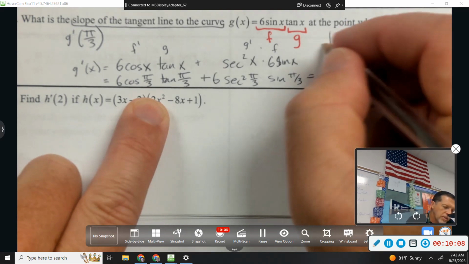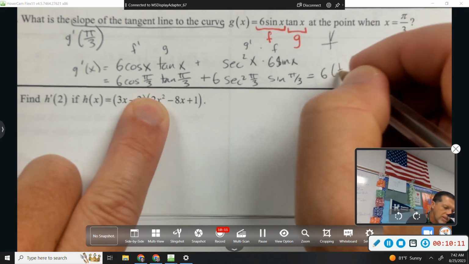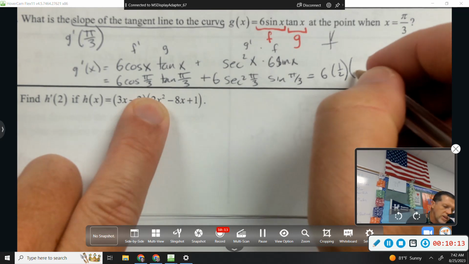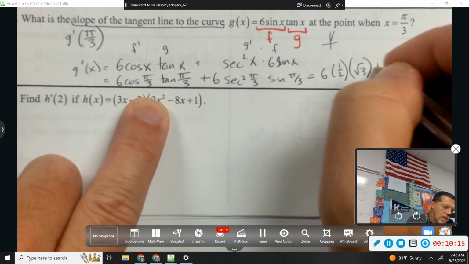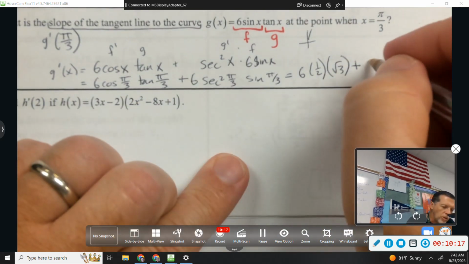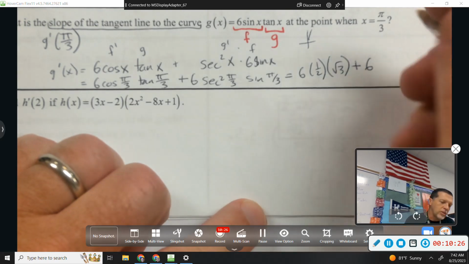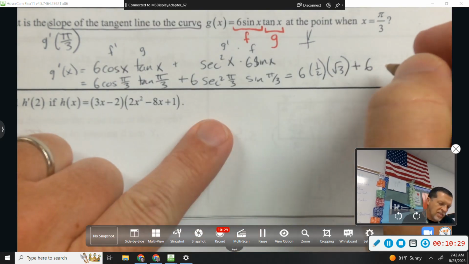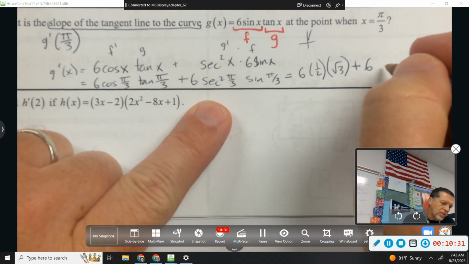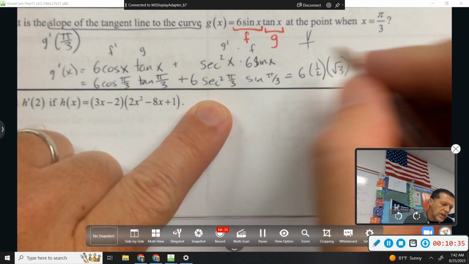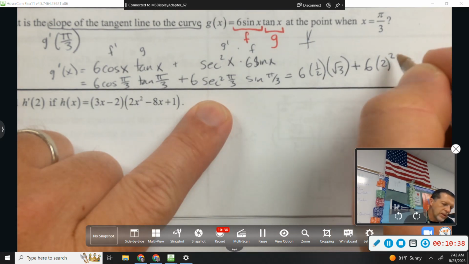Cosine pi over 3 is 1/2. Tangent pi over 3 is root 3. Again, hopefully you know these quick enough, because there's 4 of them in there, and if it takes you 2 minutes to figure out each one of those, well, then this turns into a 10-minute problem. Secant squared is the flip of cosine. Cosine is 1/2, so 2 squared. And then sine is root 3 over 2.